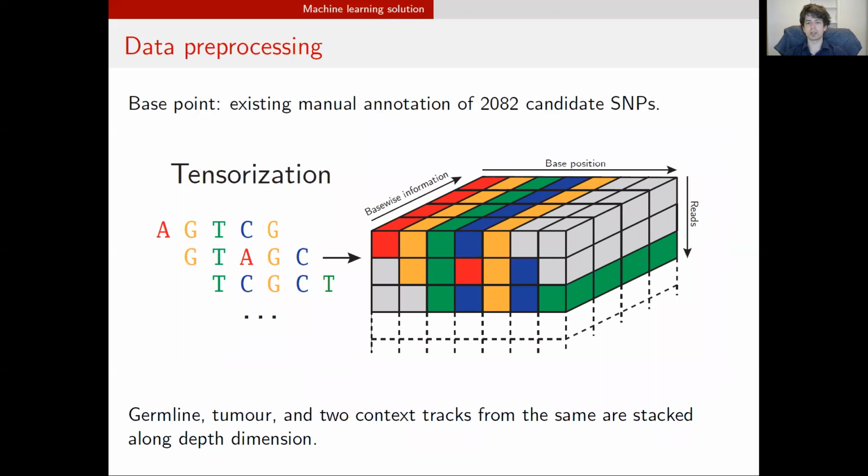And what we do is we encode them into a numerical form, because obviously we need that to do some kind of machine learning. And for that, we take each track and tensorize it into a 3D object where we have one axis corresponding to position along the genome, so along the DNA, and one axis for the reads. And then lastly, in the depth dimension, we encode information such as the nucleotide and quality scores. And then once we have that, we can take the germline, the tumor, and then two random context tracks which are unrelated but from the tumor library, and then stack them along the depth dimension, yielding one data point.